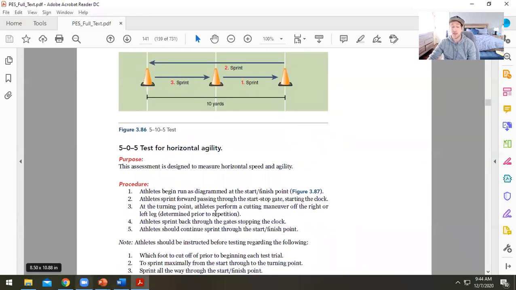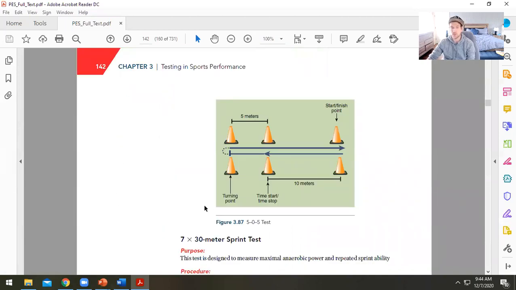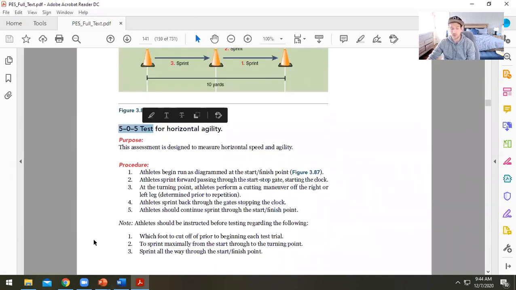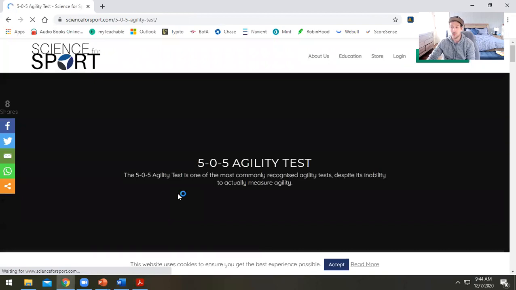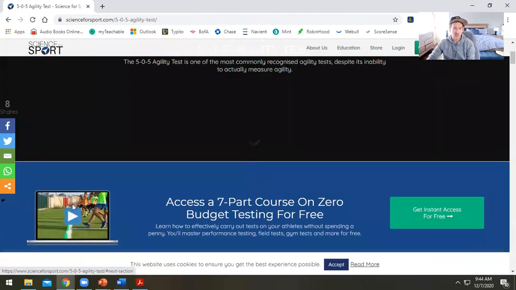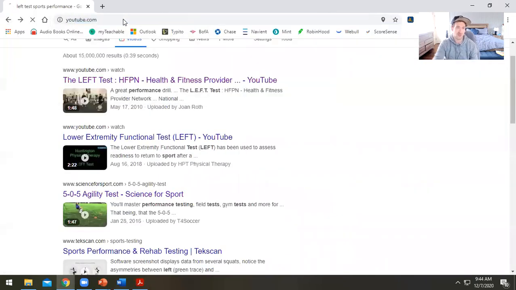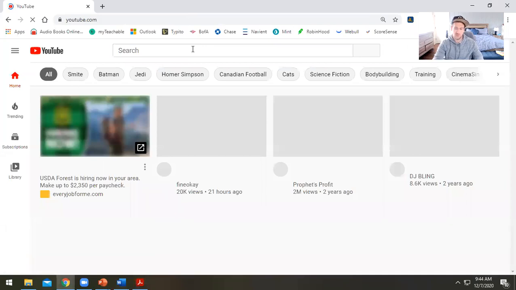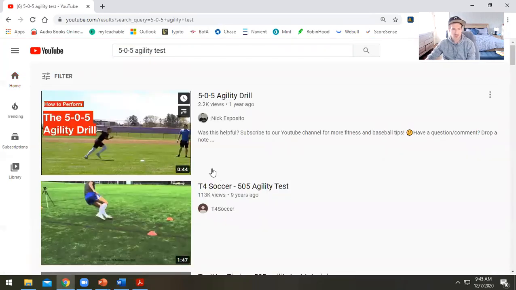That one's really fun, but a much more famous one that you have probably seen or done if you've ever played sports is the 5-0-5 drill. It's pulled up here, which I wanted to show you. This drill rocks. It's so fun. Oh no, please, I just want the video. All right, YouTube. 5-0-5 agility test. There we go.